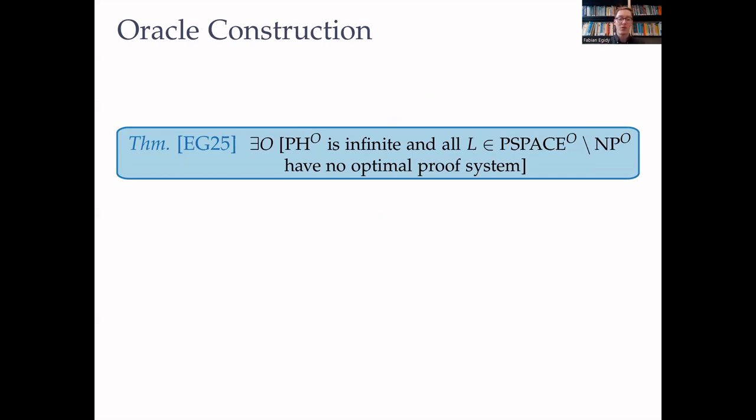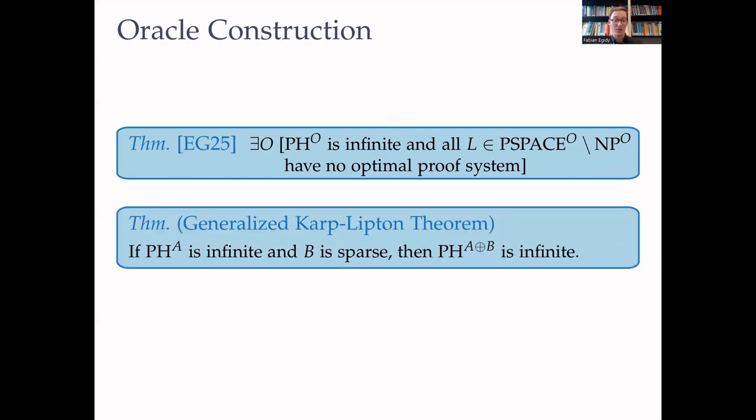This oracle is based on two results. The first one already exists and is a generalization of the famous Karp-Lipton theorem. And it says that if the polynomial time hierarchy is infinite relative to an oracle A, then it is also infinite relative to the marked union of A and any sparse set B. The marked union is just the union of A and B, where we can decide whether an element is from A or B. For example, because we mark the words from A with a leading 0 and the words from B with a leading 1.